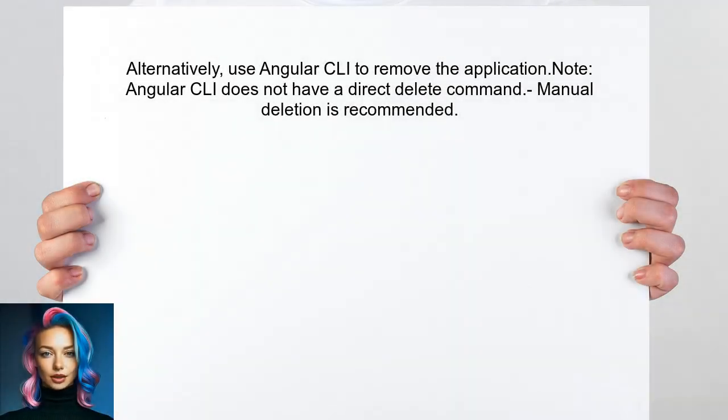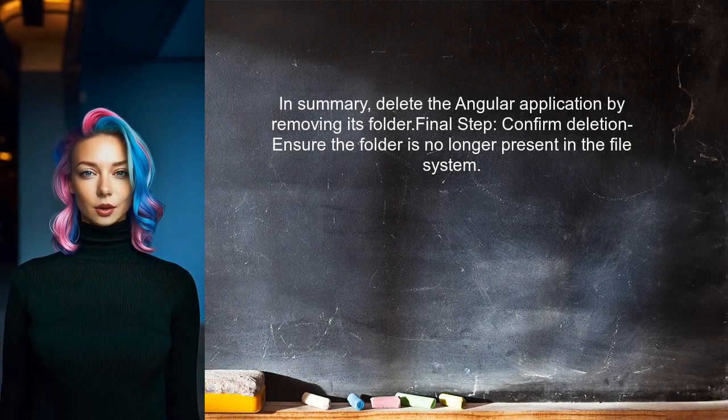Alternatively, the user can also use the Angular CLI to remove the application. However, this method is less common since the CLI does not have a direct command for deleting applications. In summary, the user can delete the Angular application by removing its folder directly from the file system. This is the simplest and most effective method.